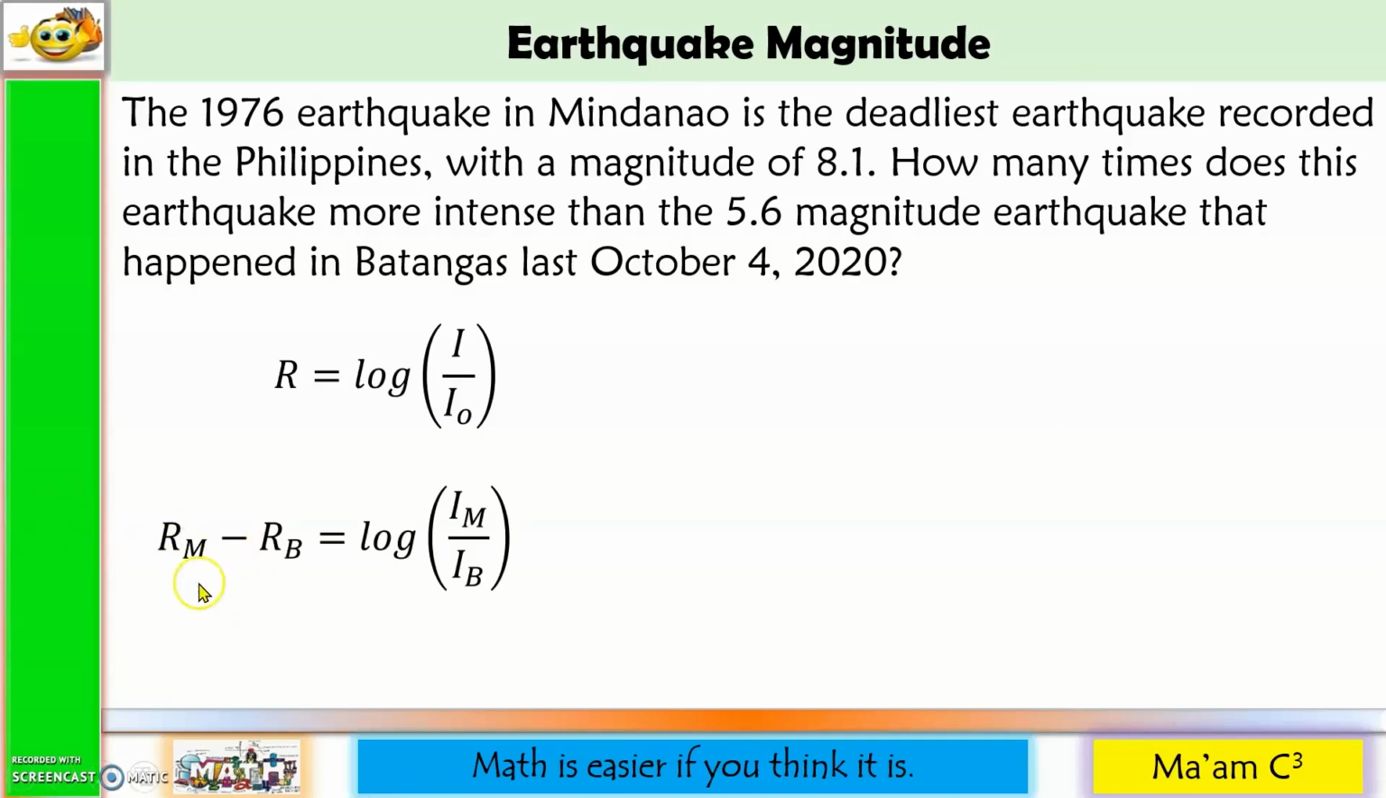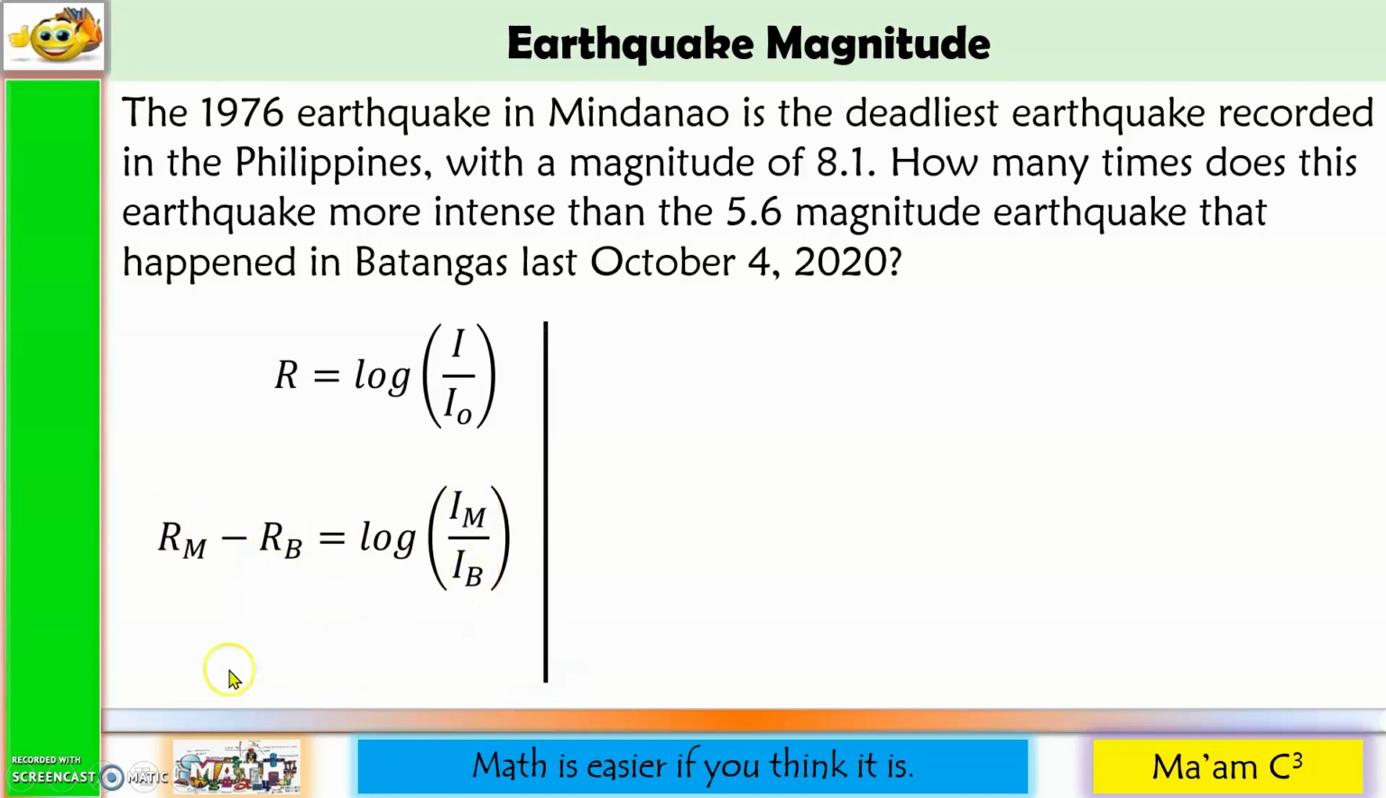R sub m stands for the magnitude of the earthquake that happened in Mindanao, and R sub b is the magnitude of the earthquake that happened in Batangas. I sub m is the intensity of the earthquake in Mindanao, and I sub b is the intensity of the earthquake that happened in Batangas. Just remember that these two and these two go together.